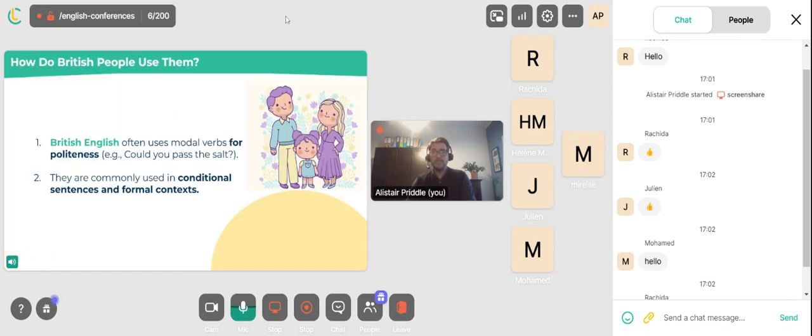So how do British people use them? How do British people use them in natural ways? So number 1, British English often uses modal verbs for politeness, of course. E.g., could you pass the salt? Number 2, they are commonly used in conditional sentences and formal contexts. Okay, this is true.